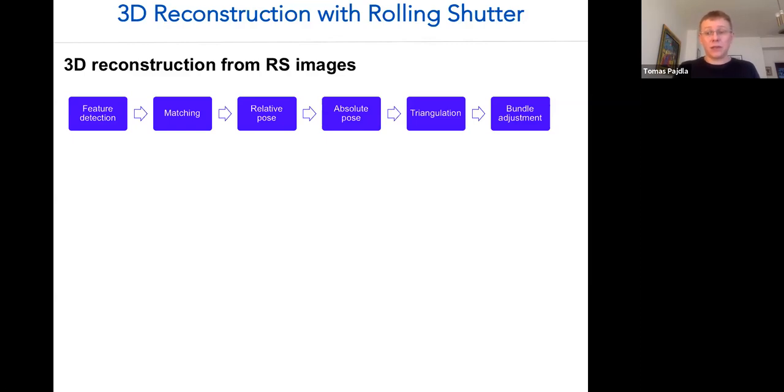In particular, what can we do and what can't we do if we use a rolling shutter camera? Consider the rolling shutter effect during 3D reconstruction. Here we have a standard 3D reconstruction pipeline. We start with feature detection, image point matching, relative pose computation, absolute pose computation, triangulation, bundle adjustment, and maybe later post-processing, like putting triangulated surfaces on top of the reconstructed 3D points.